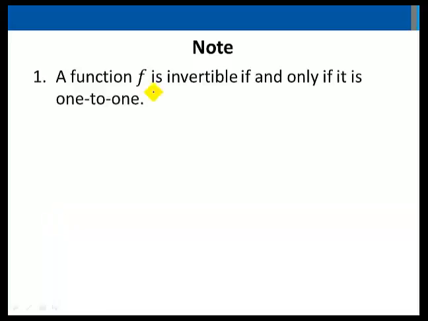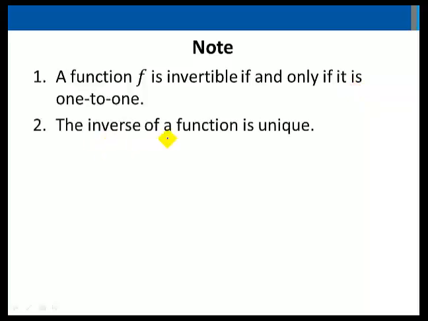Note that a function f is invertible if and only if it is one-to-one. This is why we discussed one-to-one functions prior to finding inverses of functions. Also note that the inverse of a function is unique. Only one inverse exists for those functions that do have inverses.